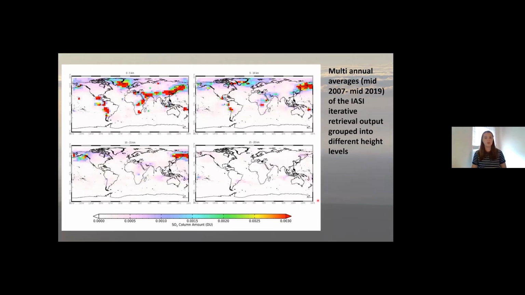Just another way of looking at those results: we can take a multi-annual average of them, and we've done that and grouped them into different height levels.